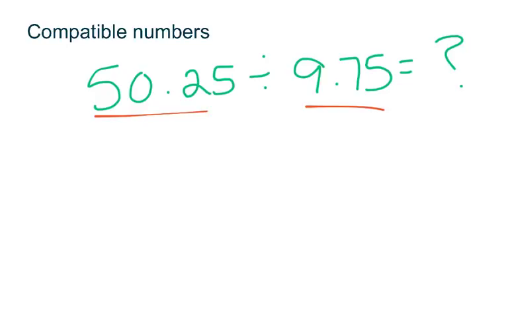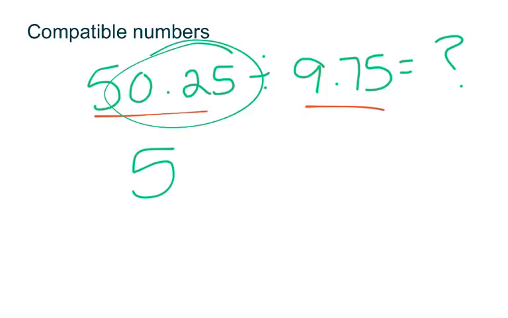Last but not least, we have compatible numbers. When working with compatible numbers, you're trying to find numbers that can be easily divided by each other, so you don't have to do all the long division work. I think a good tool to use is a multiplication chart in this case. Looking at my numbers here, I can identify that I can change this here to about 50, which is an easy number to divide something into.